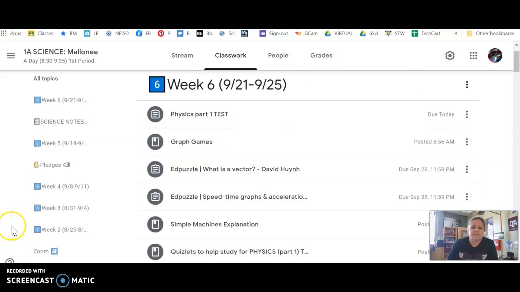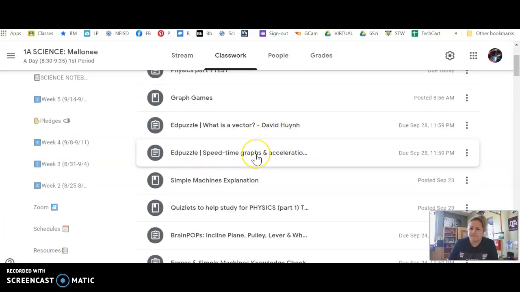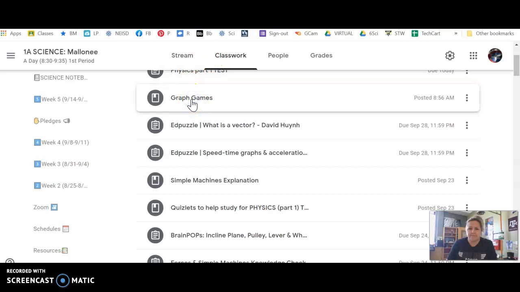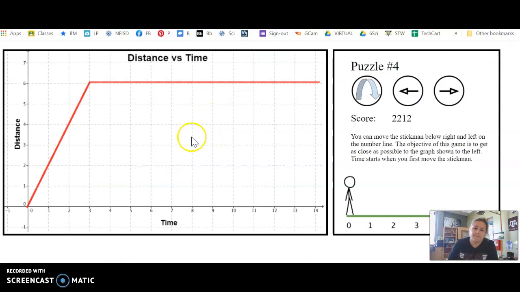Okay, so you'll see there's 2 Edpuzzles to do. All right, so click on them and you'll see the links there. That's pretty straightforward. But the graph games, okay, when you click on this link, when it decides it wants to open, good times. Here is what will pop up.